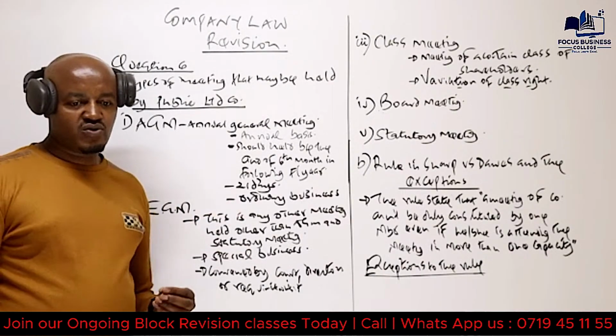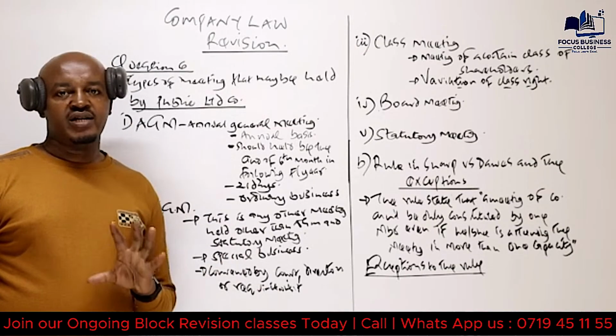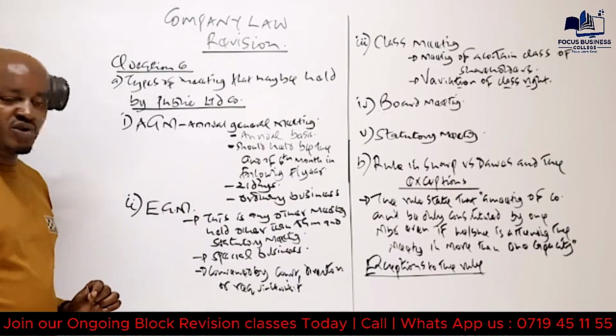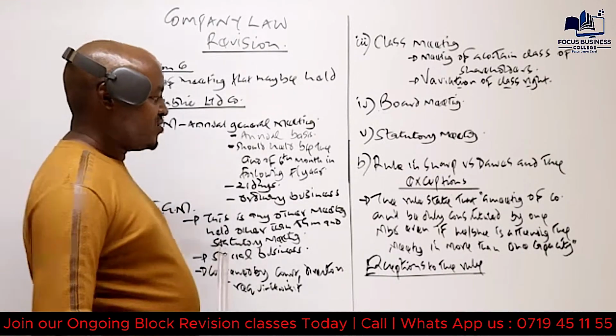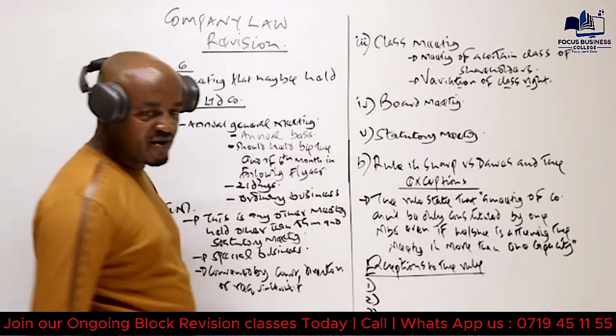So only one person attended the meeting, but the meeting shall be deemed to be properly constituted, and any resolution passed in such a meeting shall be deemed to be valid. Shall be deemed to be what? To be valid. So which are those circumstances, which are those instances whereby the meeting of a company can be duly constituted by one person?